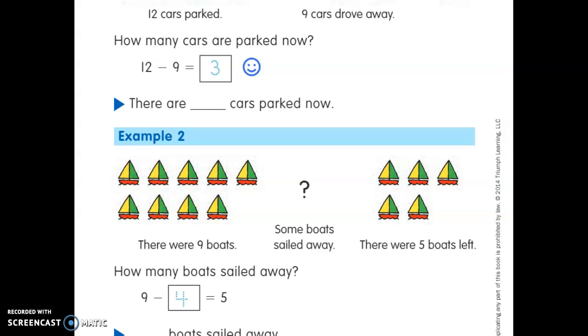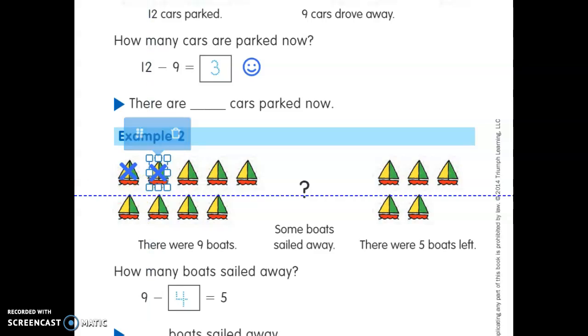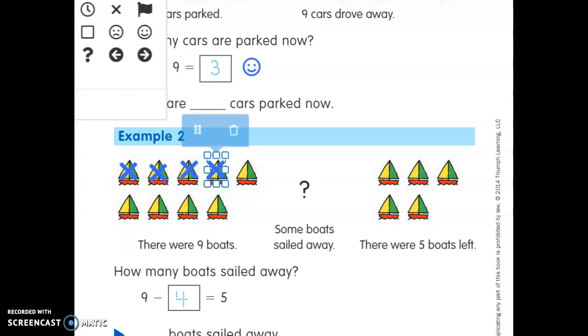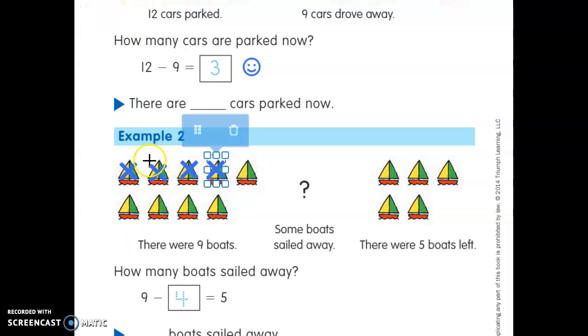So I'm going to use my little X, and let's cross out 1, 2. Are there 5 left? Let's count them. I count 1, 2, 3, 4, 5, 6, 7. So I still need to X more of them out. Now let's count them. I have 1, 2, 3, 4, 5.